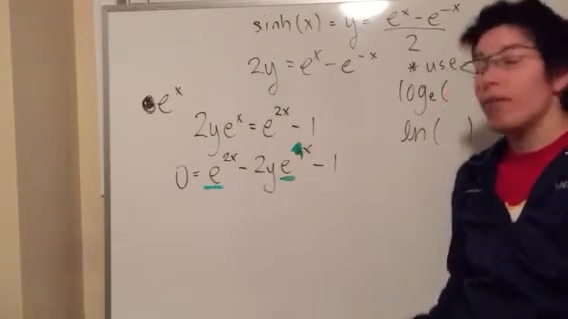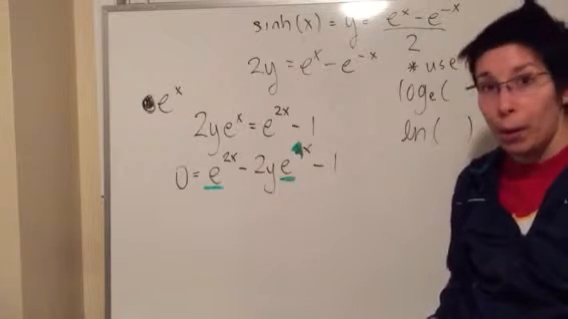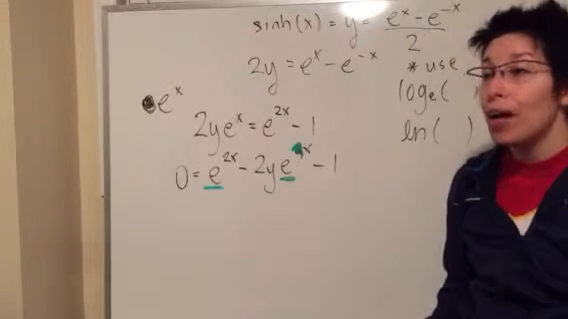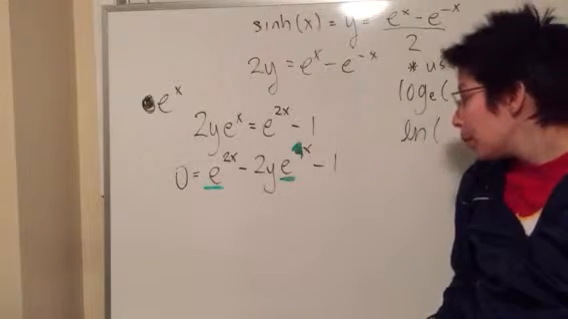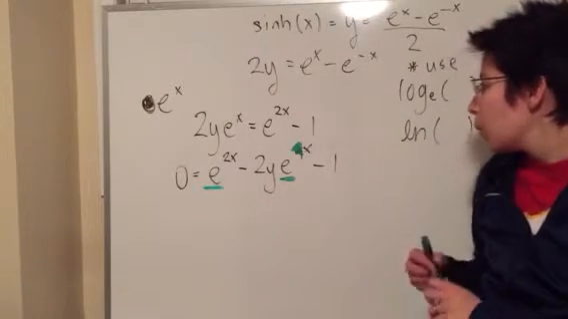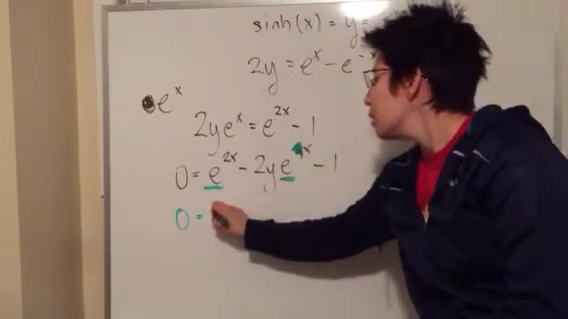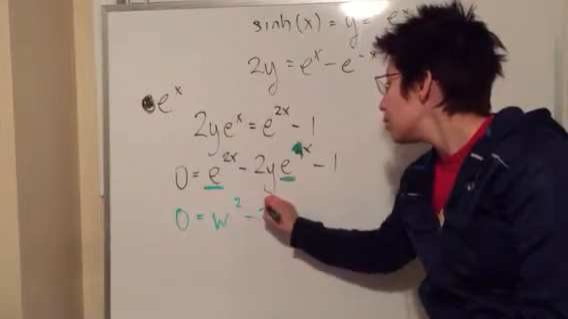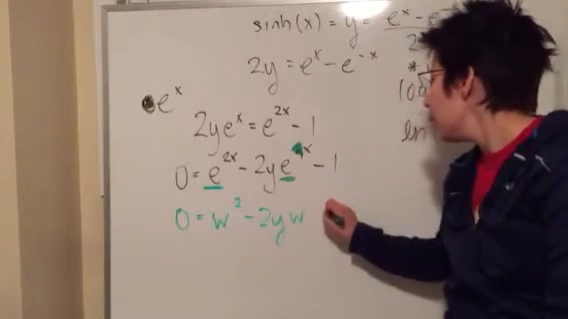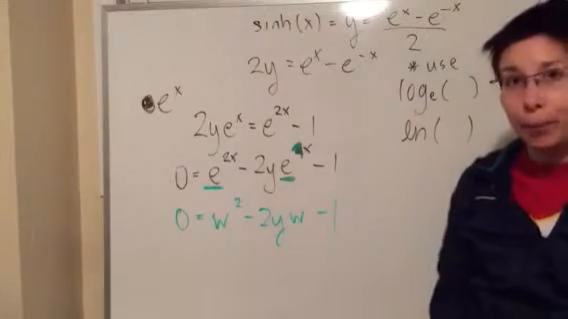So in order to solve this, you'd have to factor it or use the quadratic formula. When you try to factor it, it doesn't quite work as nicely, so try the quadratic formula. And if you don't like the way it looks, just let e to the x be a w for now and get w squared minus 2yw minus 1, where w is the variable of your trinomial.